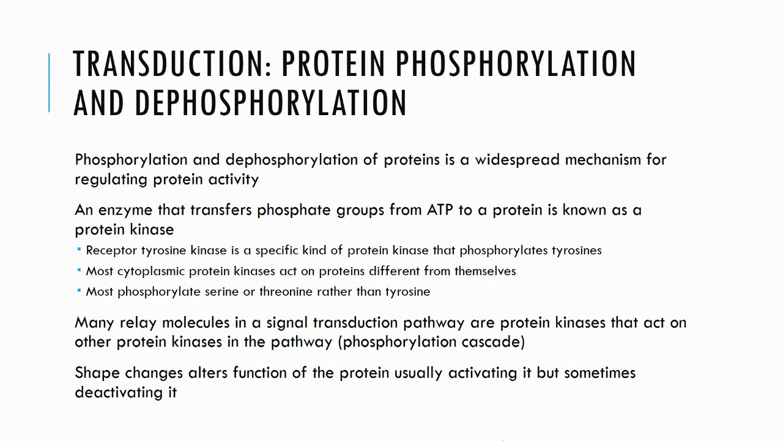Most cytoplasmic protein kinases act on proteins that are different from themselves. Most phosphorylate serine or threonine rather than tyrosine. Many relay molecules in a signal transduction pathway are protein kinases that act on other protein kinases in the pathway, which leads to a phosphorylation cascade. The shape change alters the function of the protein, usually activating it, but it could also be a deactivation.